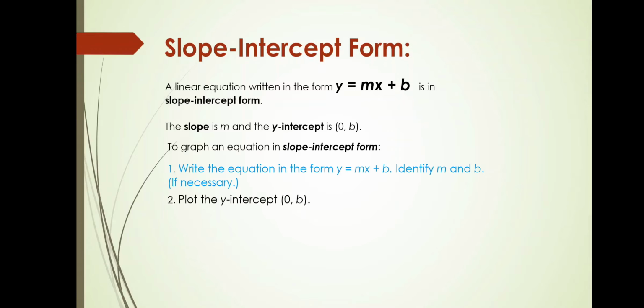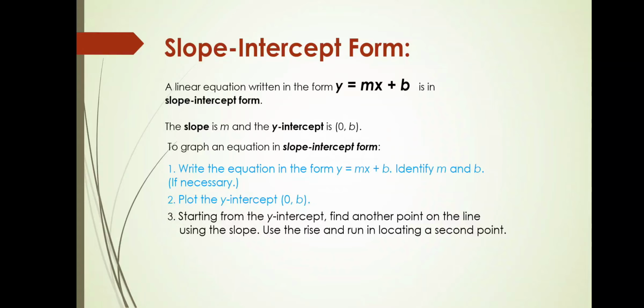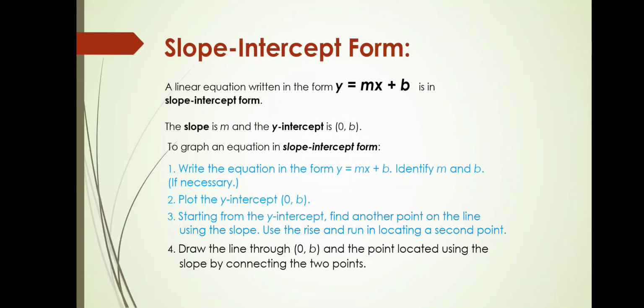Step 2. Plot the y-intercept first. Step 3. Starting from the y-intercept, find another point on the line using the slope. Use the rise and run in locating a second point. Step 4. Draw the line through (0, b) and the point located using the slope by connecting the 2 points.